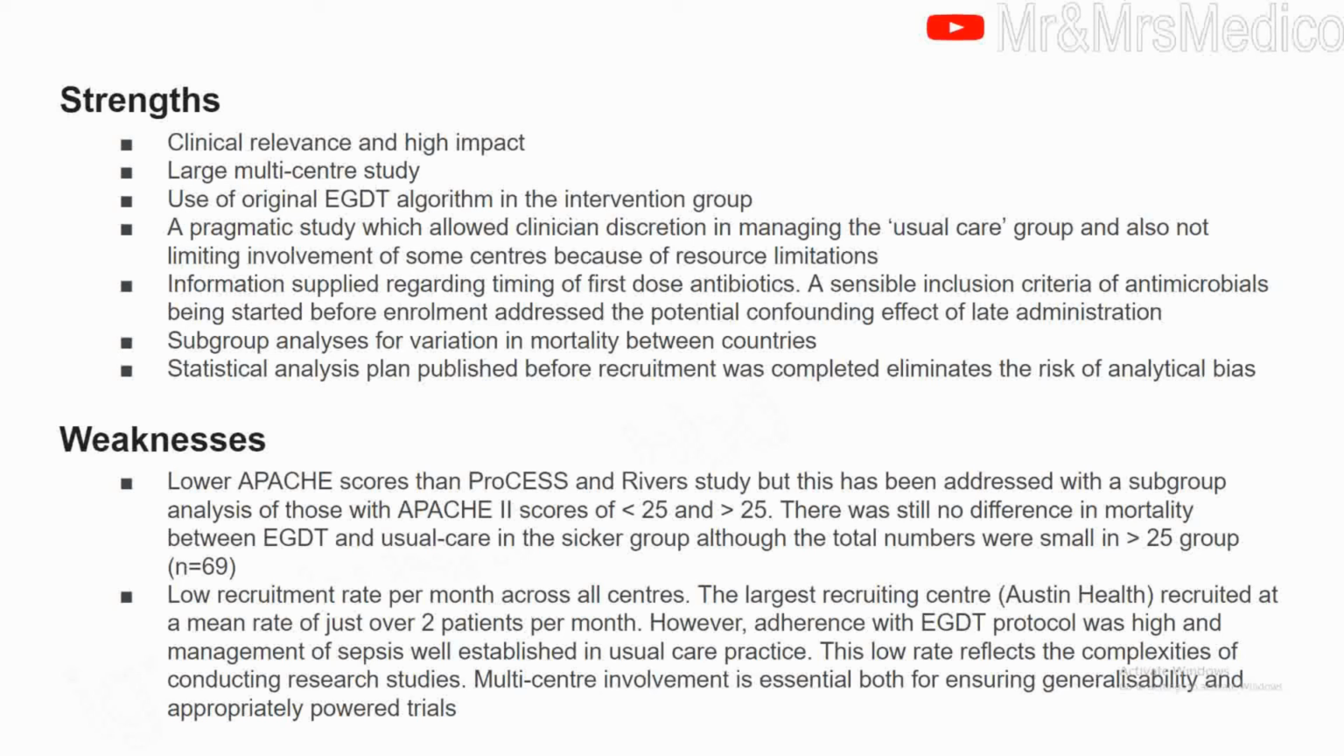In the sicker group, although the total numbers were small, more than 25 groups, there was a low recruitment rate per month across all centers. The largest recruiting center, Austin Health, reported a mean rate of just 2 patients per month. However, adherence to the EGDT protocol was high and management of sepsis was well established in usual care practice. This low rate reflects the complexity of conducting a research study. Multi-center involvement is essential for ensuring generalizability and appropriately powered trials.